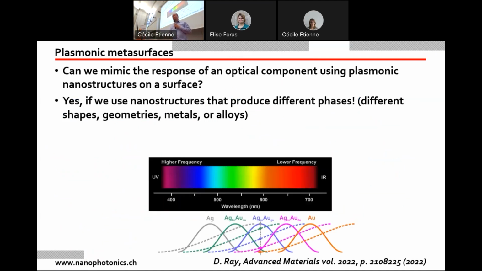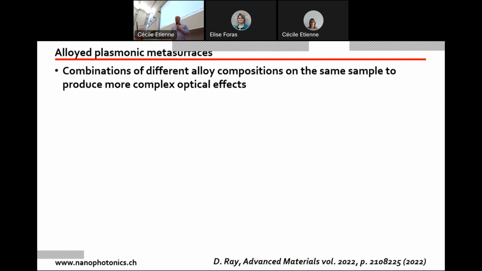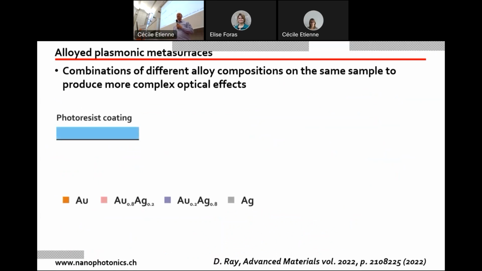And if you go back to what I've shown a few slides back, this was silver, this was gold. If we do different alloys with different stoichiometry, we have different resonances. That's true for the resonance maximum, but it's also true for the phase. So if we choose to work at a given wavelength, the silver will give us the maximal phase, the gold will give us no phase, and any other alloy will give us another phase in between. And we have done that to produce different metasurface effects.